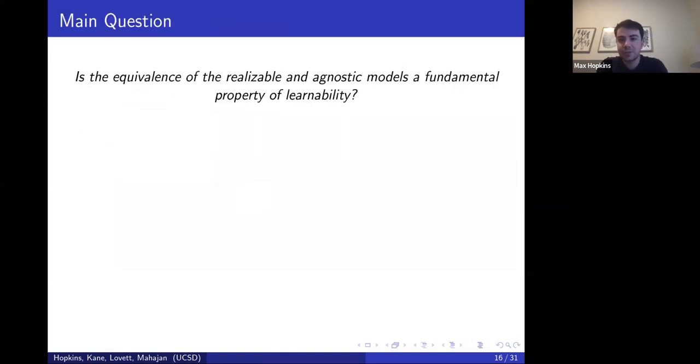And this raises, I think, a fairly natural question, which is whether the equivalence of realizable and agnostic learning is really a fundamental property of learnability, or whether it's just a vestige of Valiant's original PAC model. When we move beyond the PAC model, when we move out of this uniform convergence paradigm, are we still going to have this equivalence? Are these models still more or less information theoretically equivalent? Or are things going to break down, like the equivalence with uniform convergence breaks down?